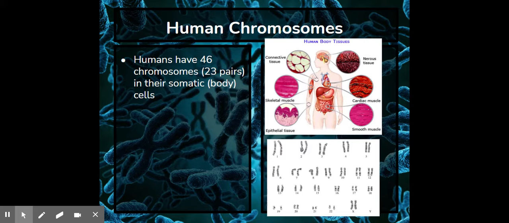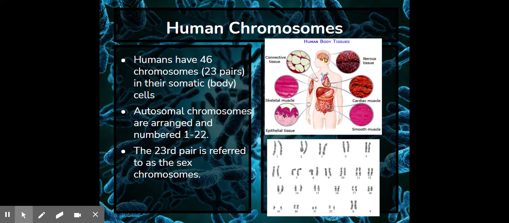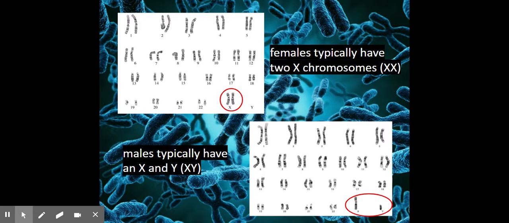So humans, again, have 46 chromosomes, 23 pairs in their body. 1 through 22 are autosomal, which means they code for tissues and different things in the body. And then the 23rd pair is the sex chromosomes. And again, XX for female and XY for male. Those are the only two options that you have. And that's how it would look.